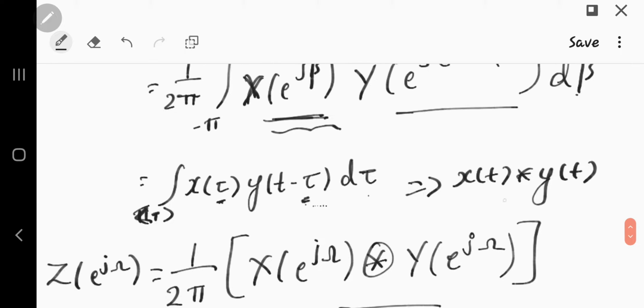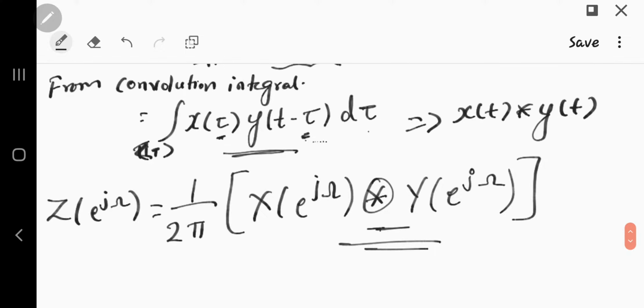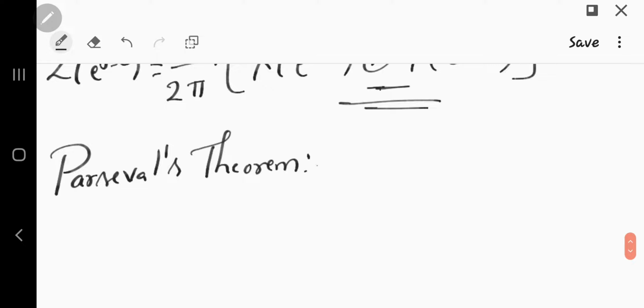Okay, so I am leaving this part for reference, that is from the convolution integral. So this is what we get from the convolution integral. This one is in time domain, but this one is in frequency domain. So hence this is the proof for the modulation property. If you move on, the next property is Parseval's theorem.